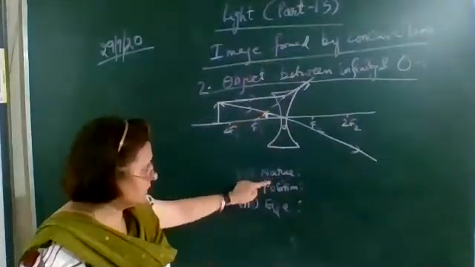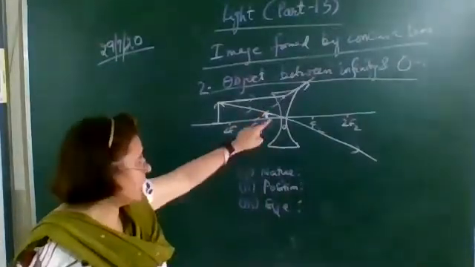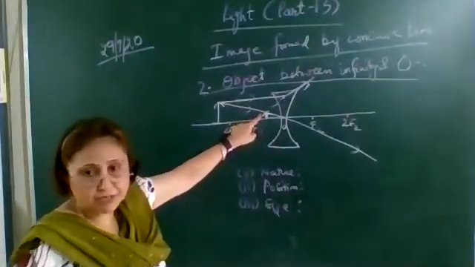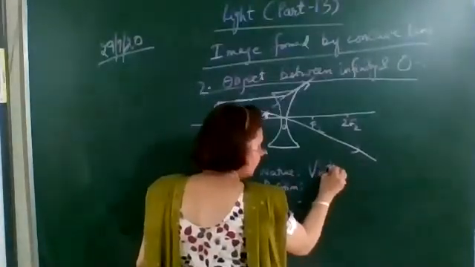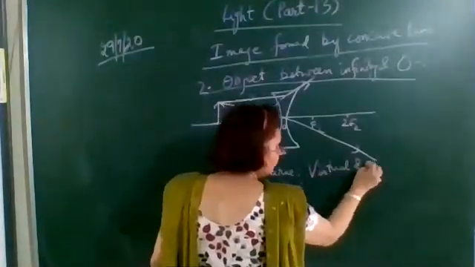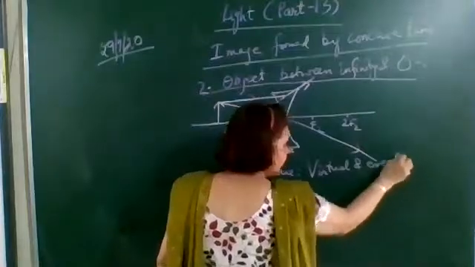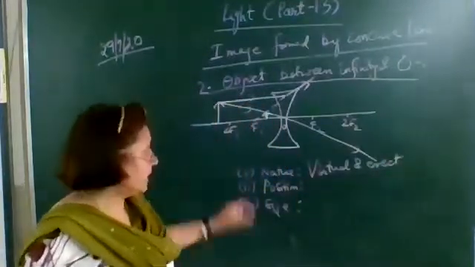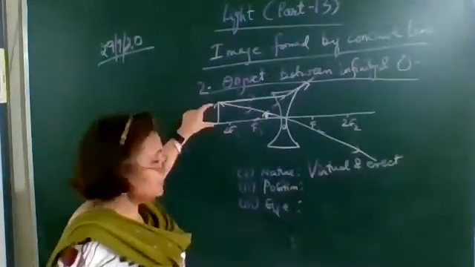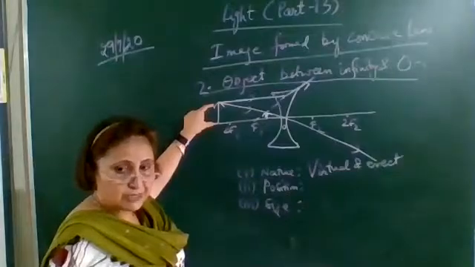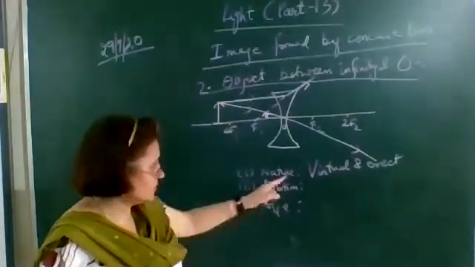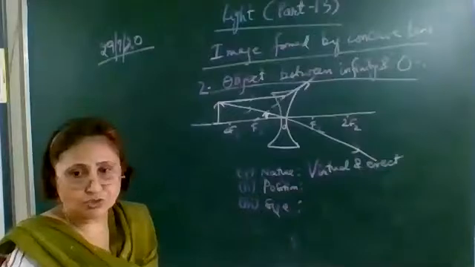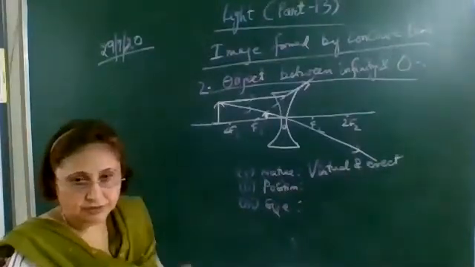Okay, now let's study the nature of the image. As the refracted rays are appearing to meet, so the nature of the image is virtual, and virtual images are always erect. Okay, as you can see in the figure also, the object is placed above the principal axis, the image is also formed above the principal axis. So the image is virtual and erect.